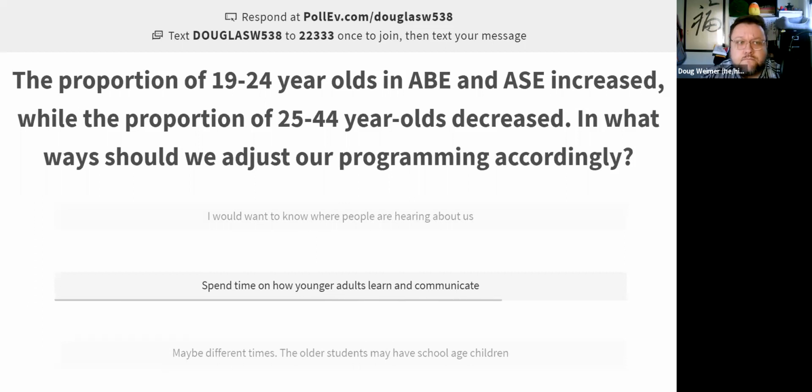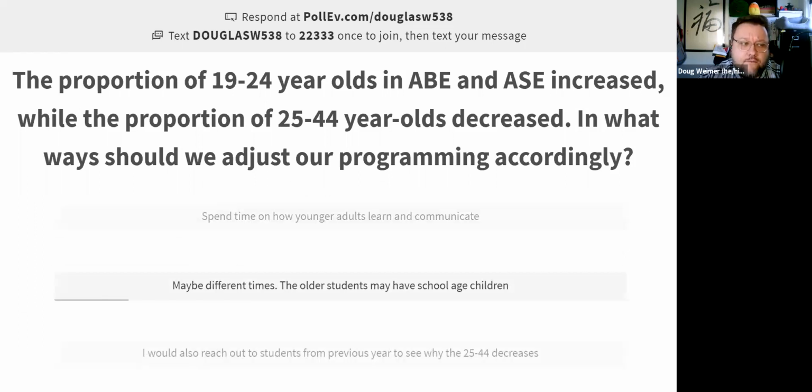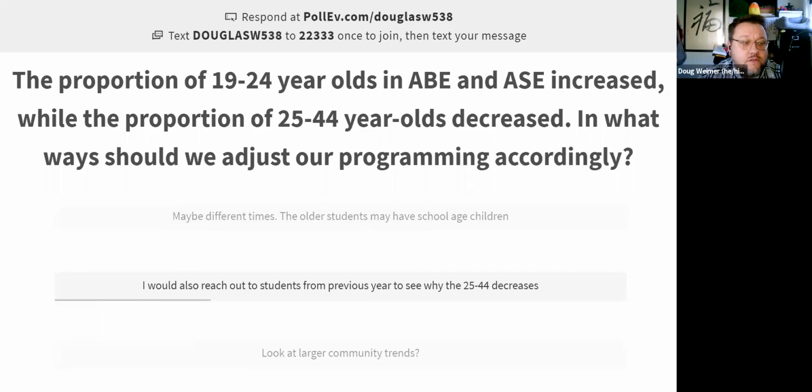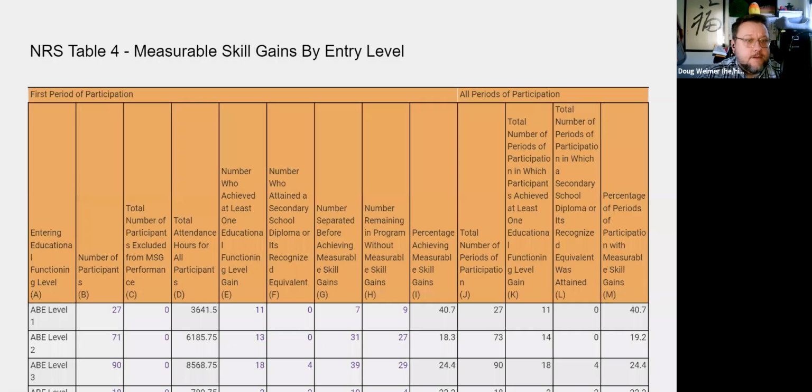So great. This is one way you can use this demographic information to determine how you could possibly improve your program. And one more answer here before we move on. I would reach out to students from previous year to see why there's a decrease in that 25 to 44. Great. These are all great answers. Now I want to get into table 4. Of all of the tables that we talk about today, if you are half asleep right now, please wake up for this part. Table 4 is definitely the most important one. So I want to make sure you take this away.